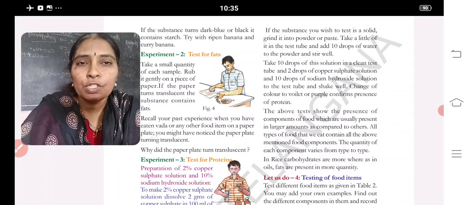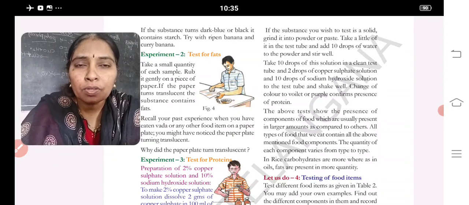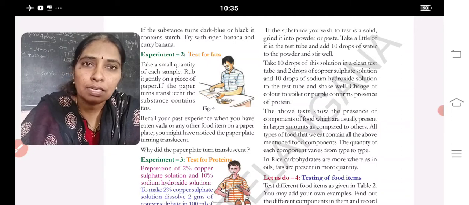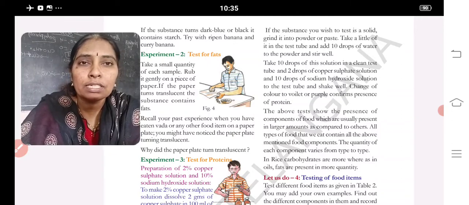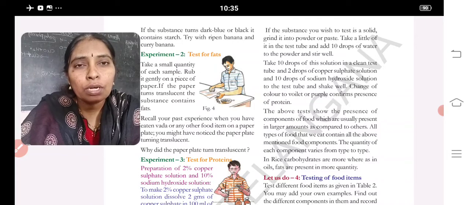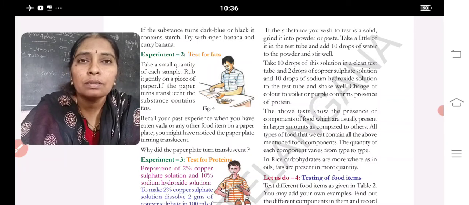The food item which you want to test for the presence of protein, take that particular food item in a test tube, add 2 drops of copper sulfate and 10 drops of sodium hydroxide solution. By adding these, what happens? The color of the food item changes into violet or purple. This shows the presence of protein.